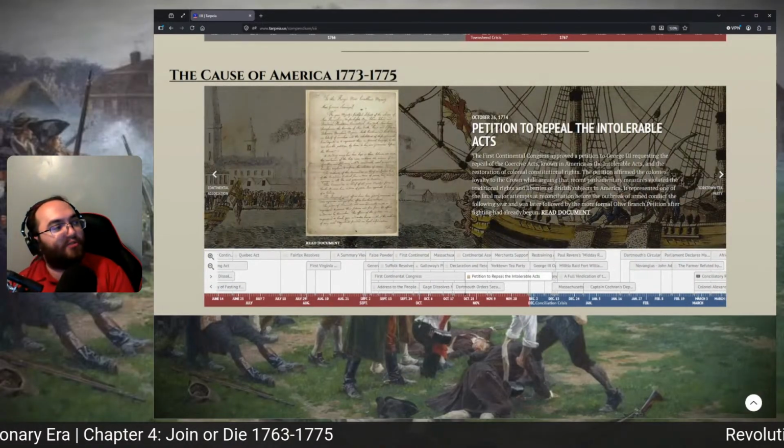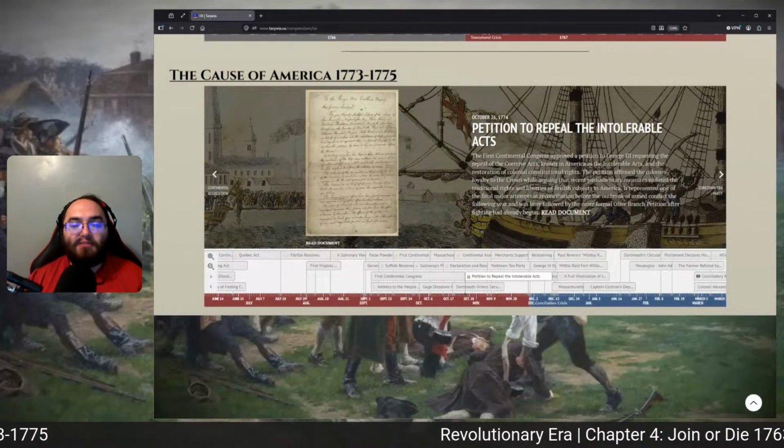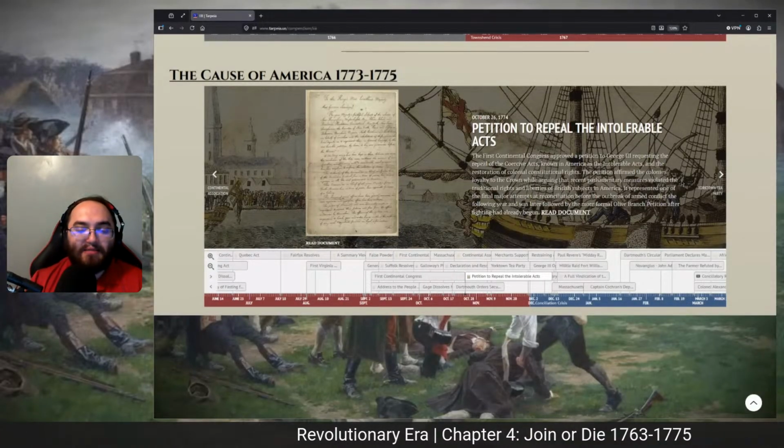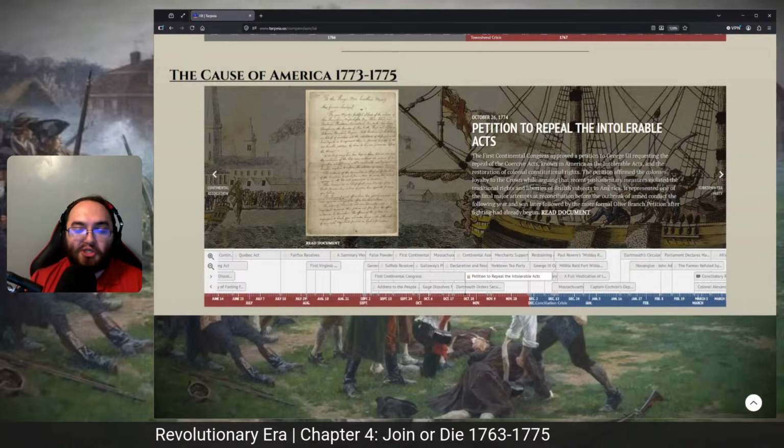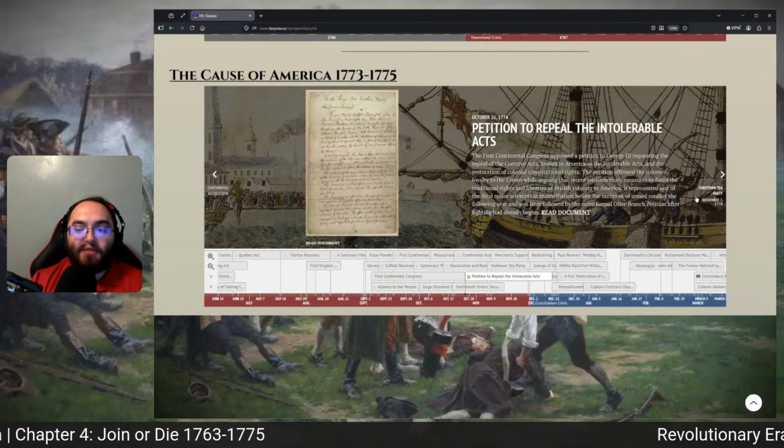You have the petition to repeal the Intolerable Acts. This is one of the last documents of the First Continental Congress. That is a petition to repeal the Coercive Acts of England, the 5 acts that I already mentioned.